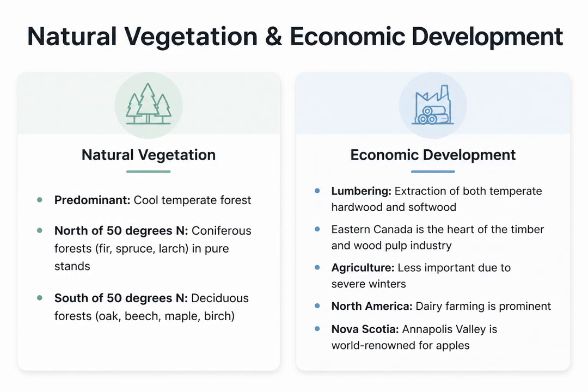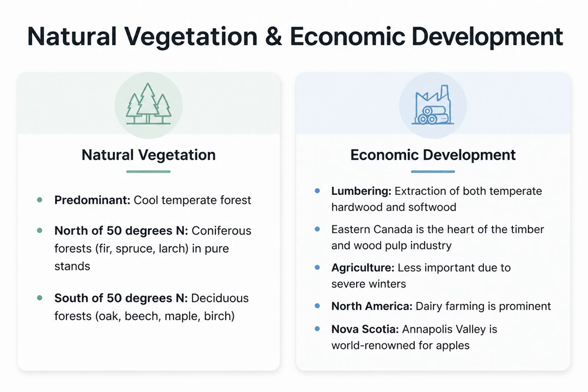The heavy rainfall and damp air of the Laurentian climate heavily favor forest growth. There is a distinct dividing line around the 50th parallel north. North of 50 degrees, you find vast, pure stands of coniferous trees like fir and spruce. South of 50 degrees, deciduous trees like oak, maple, and birch take over.